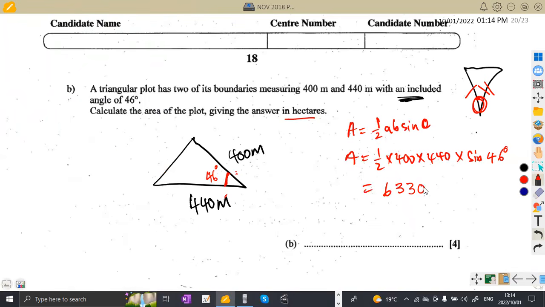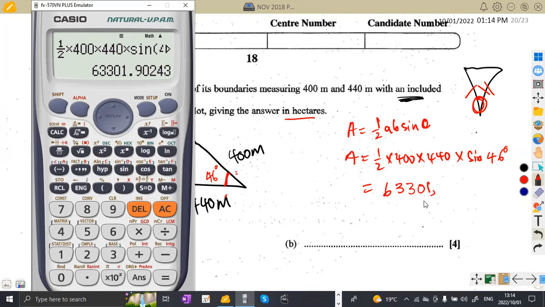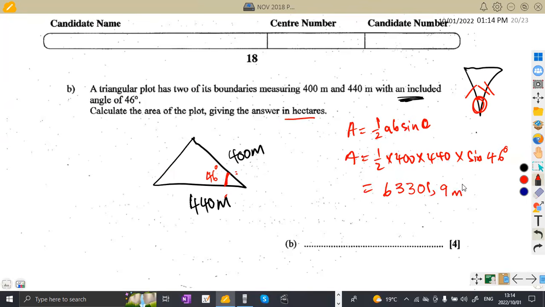So it's 0.9, just .9 here, round off here, it's going to be .9 square meters. Okay, so our answer is in meters because these are meters, so it's going to be square meters. So how do you find now the answer in hectares?